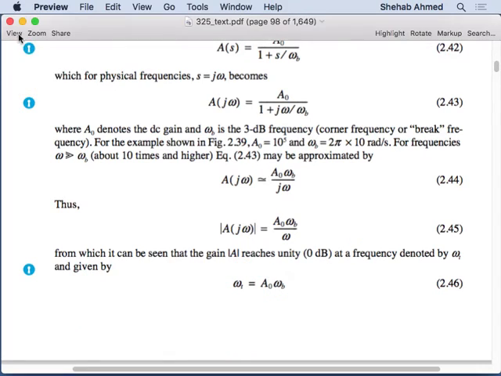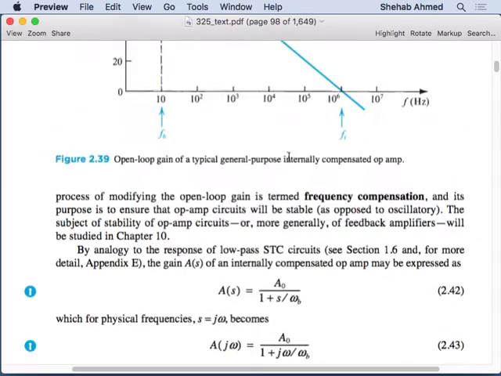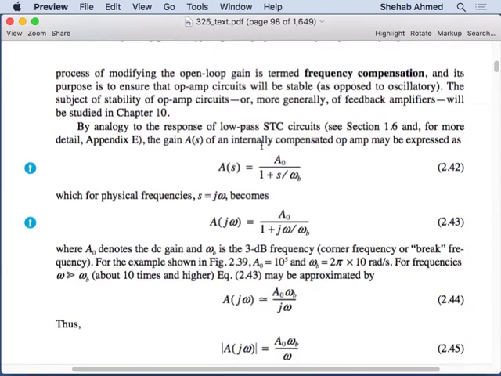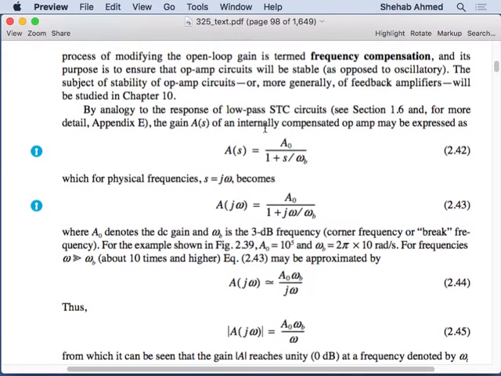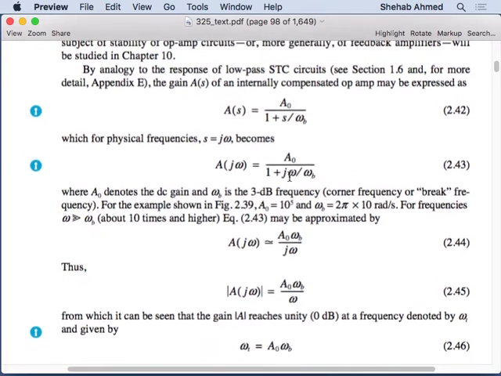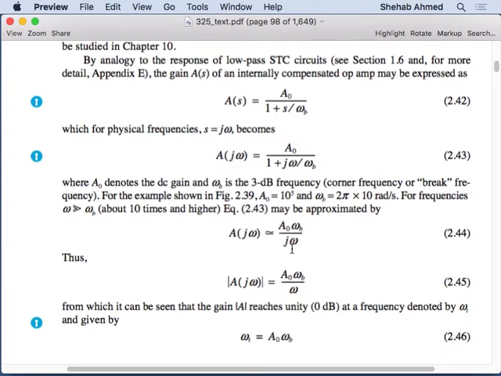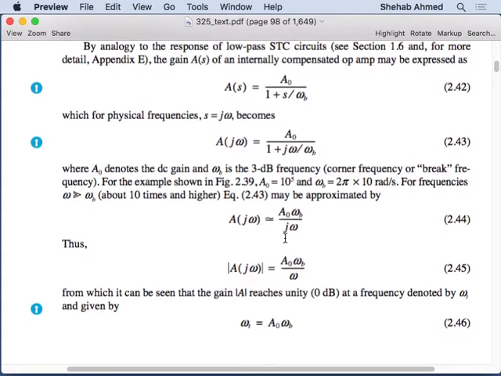This is a repetition of what I was saying. The transfer function, the characteristic of the gain, looks like a low pass filter. I removed s and put j omega, and then we assume that if omega is large, we can rewrite it as this, basically ignoring the 1. We found the place where omega T crosses 0 by figuring out that this happens at omega T equals A naught omega B. So that's the sequence here.